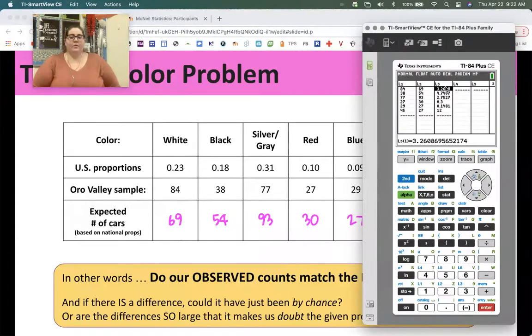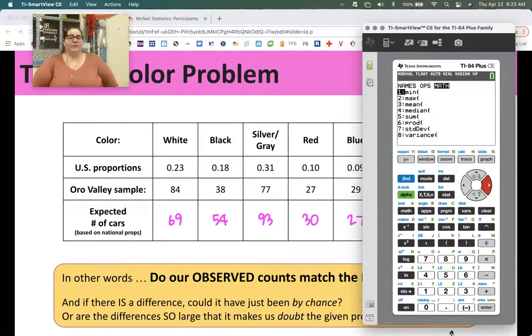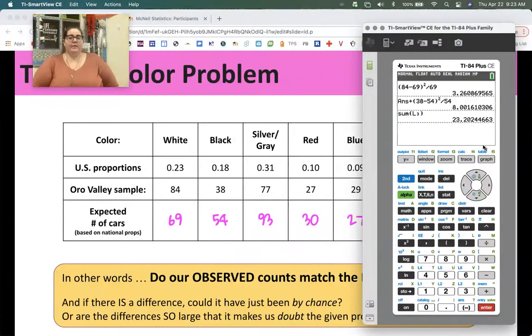And voila, when I push enter, it takes each of those values and does the repetitive math really quickly for us. Then the last step would be to add all those numbers together, which you can do by hand, but we also have a way of adding them quickly. I'm going to go second quit back to my home screen, and do second stat math, and then there is a sum option, and I'm going to sum up L3. And that right there is my chi-squared statistic.